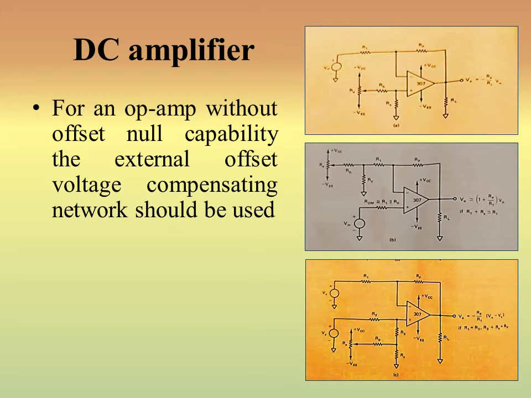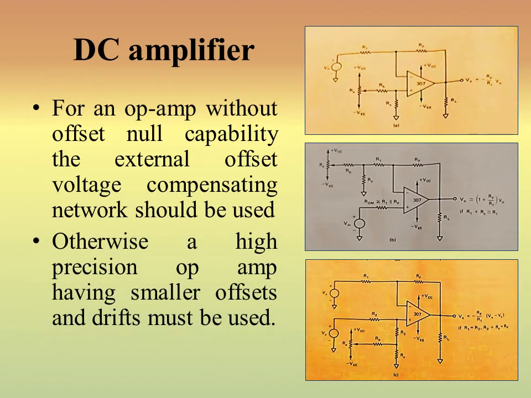Now if you do not wish to put this extra circuitry, then what you can do is use a very high precision, low offset output voltage op-amp. In that case you'll have to use a better op-amp. Otherwise a high precision op-amp having smaller offsets and drifts must be used. So this is basically the way operational amplifier is used as a DC amplifier.